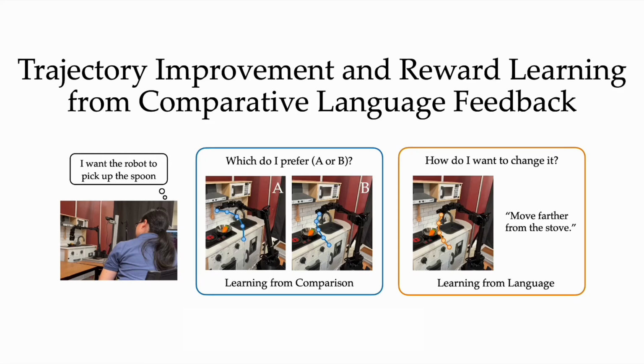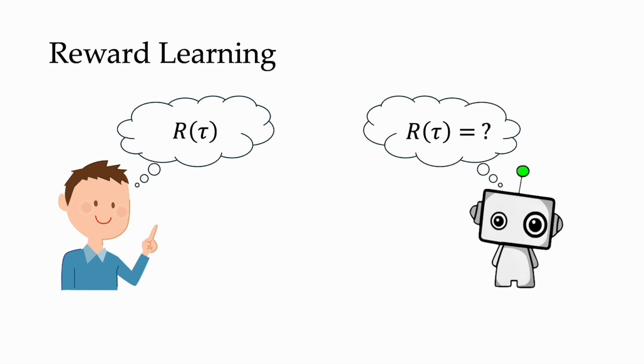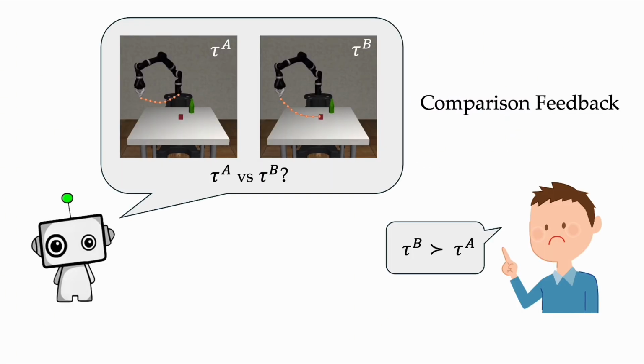Trajectory improvement and reward learning from comparative language feedback. The problem we focus on is reward learning, where the robot learns the reward function of a user. One common solution is comparison feedback, where a human user chooses their preference from two trajectories. Then, the robot learns the reward function from this feedback.